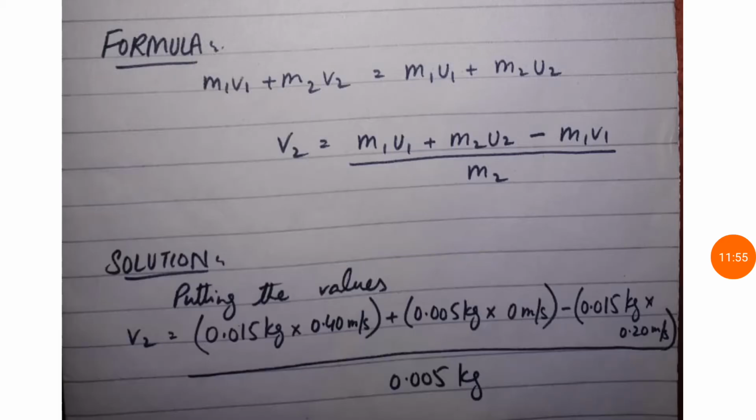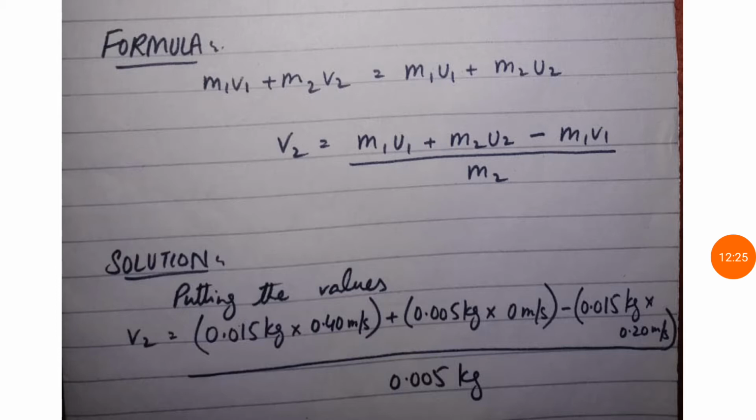Now the formula which we apply is the law of conservation of momentum: m1 v1 plus m2 v2 equals m1 u1 plus m2 u2. By finding v2, we have m1 u1 plus m2 u2 minus m1 v1, because m1 v1 is added here. When it is moved to the other side of the equal sign, it will be subtracted, divided by m2, because m2 is multiplying here, so it will be dividing.